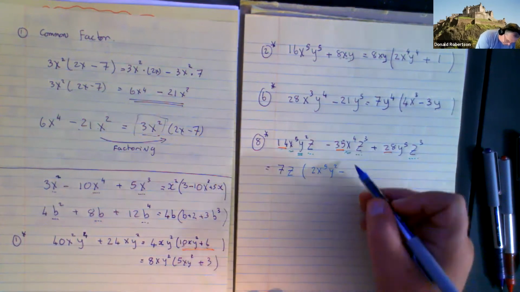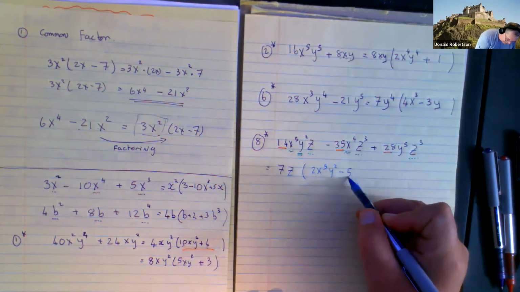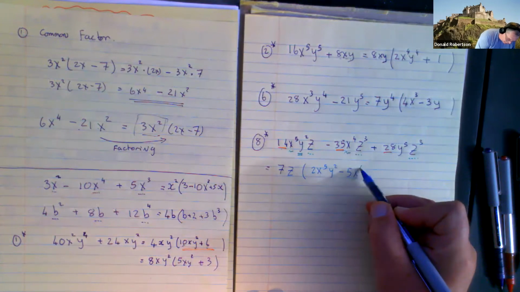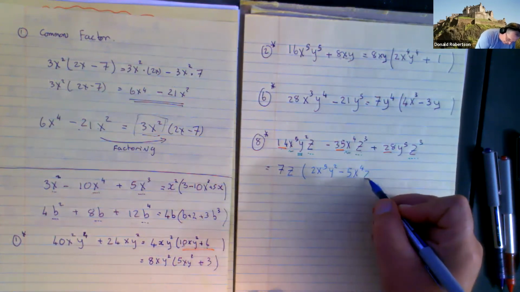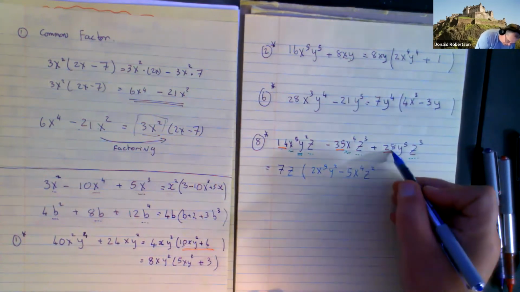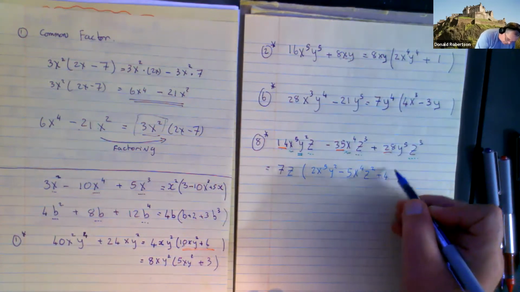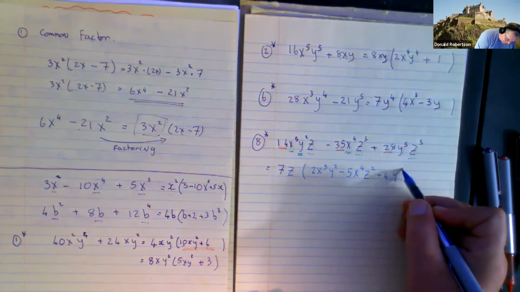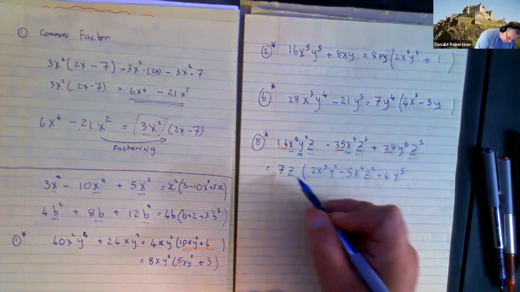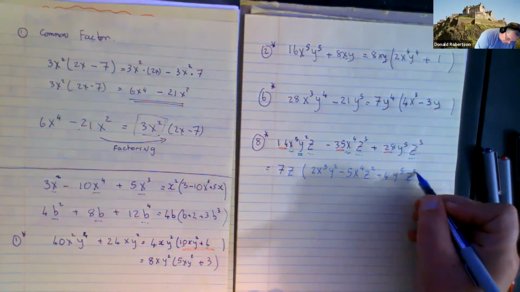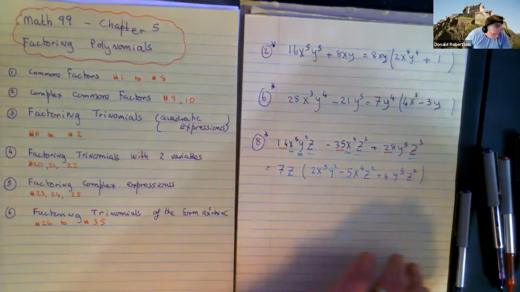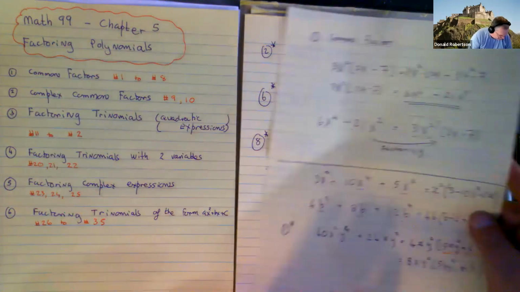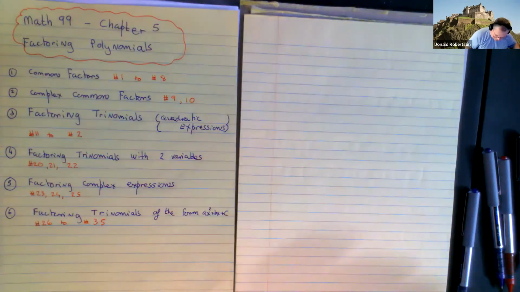Middle term. 7 goes into that 5 times. The x to the 4s were untouched. And z cubed, use up one of the z's, you get z squared. 7 goes into this guy plus 4. y to the 5 is untouched. Z cubed divided by z, use one of them up. There's your answer. And we are finished with common factors, at least straightforward common factors.